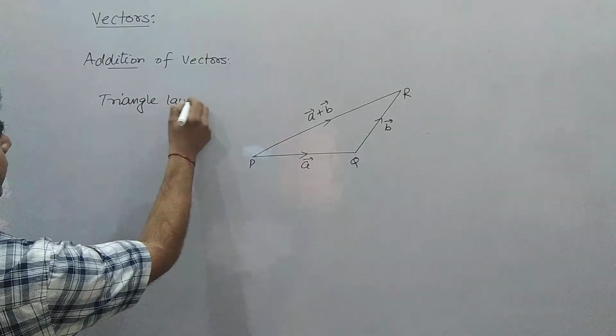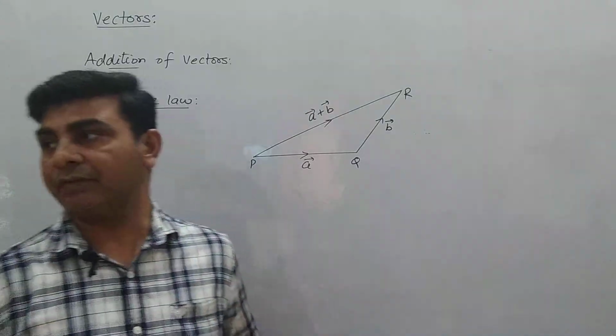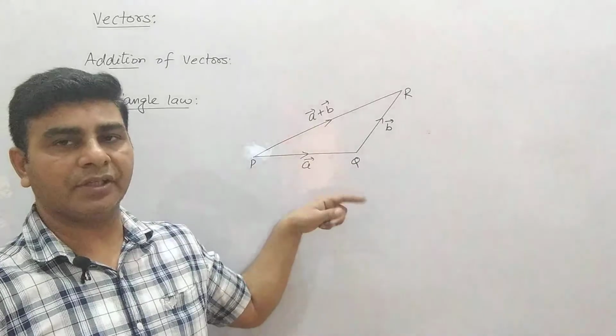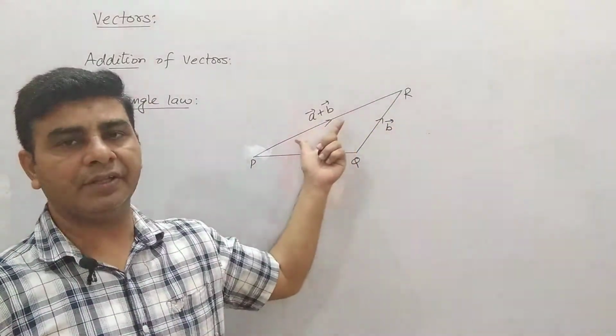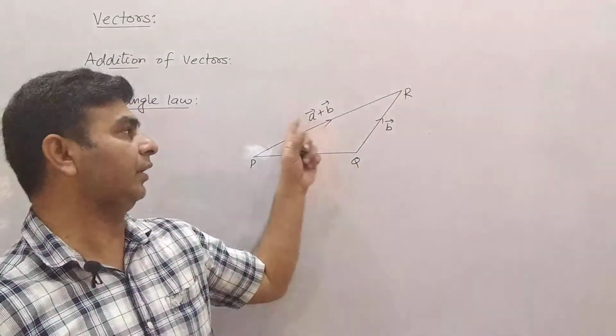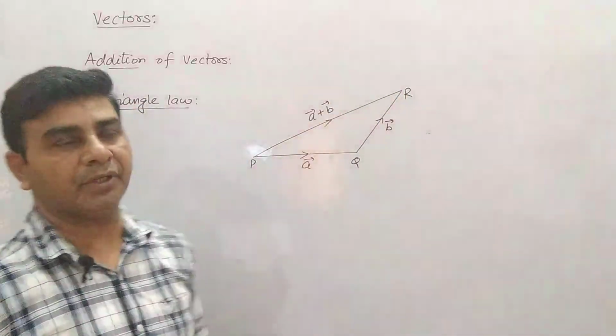This property of addition of vectors is known as the triangle law, which states that if any two vectors are there, one from P to Q and another directed from Q to R, then the resultant or the sum of these two vectors is given by the vector directed from P to R, which is simply A plus B.